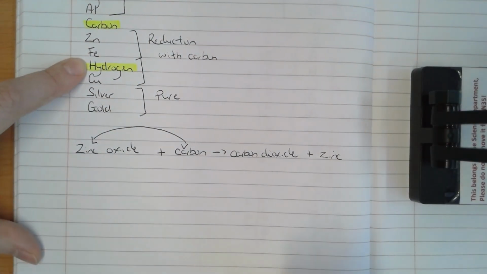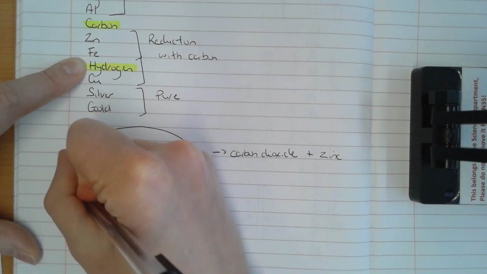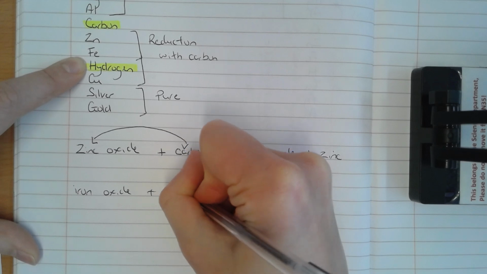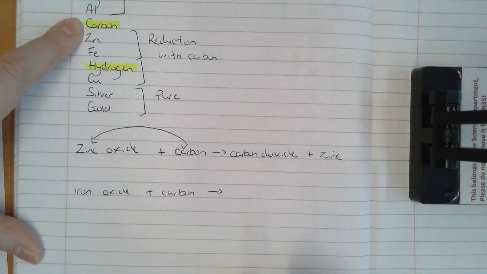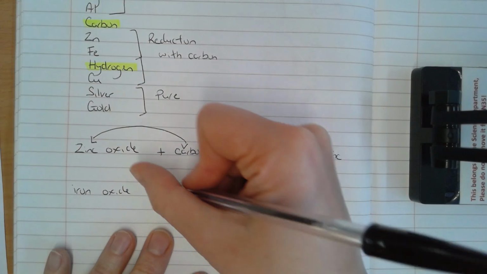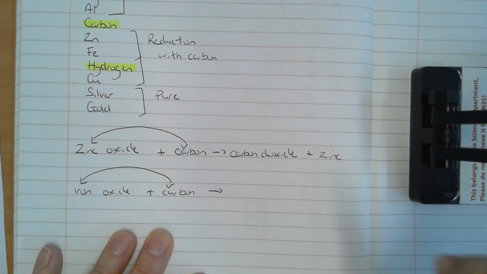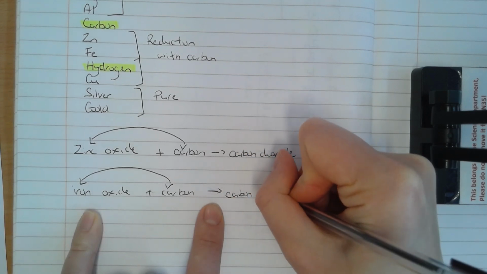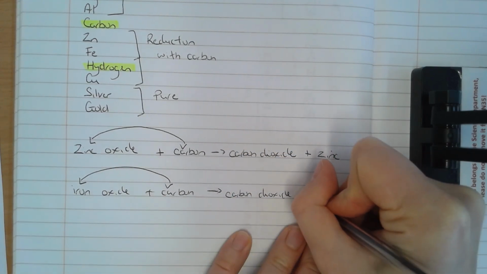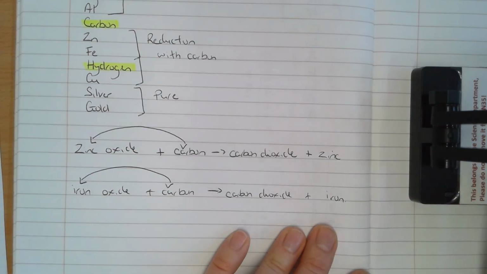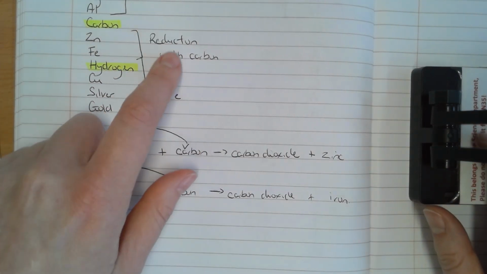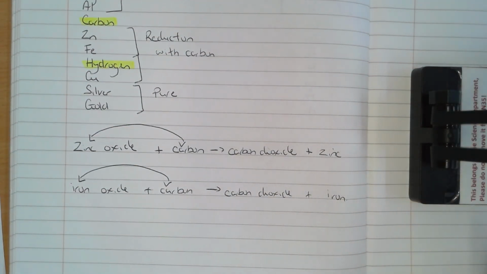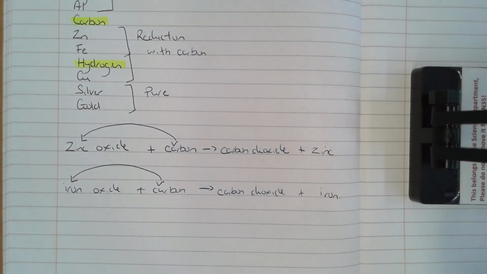If I do that with iron, I'm going to get the same thing. I've got iron oxide. I react it with carbon. Carbon is more reactive than iron, so carbon is able to take iron's place. And when it does, again, I get carbon dioxide and the iron is left by itself. Now this is called reduction with carbon, and you need to know your definitions for oxidation and reduction in terms of oxygen.